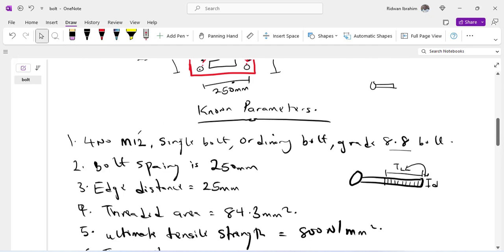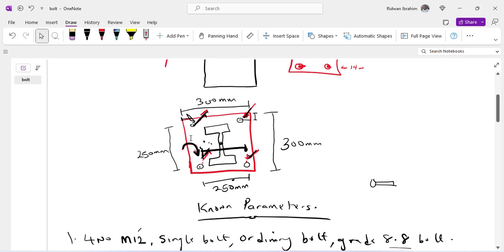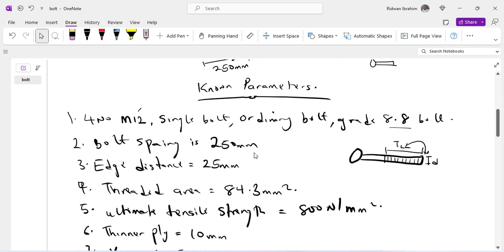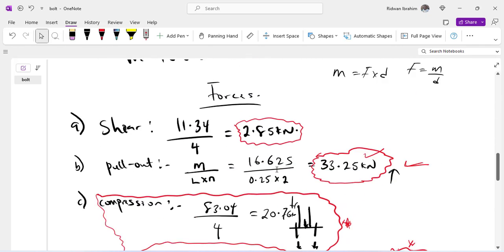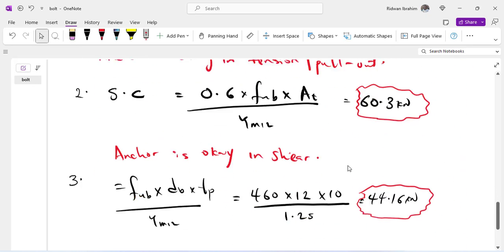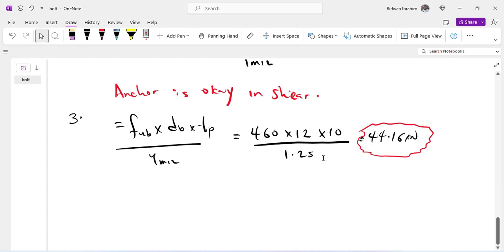If this is your bearing strength, you need to compare your bearing strength with the shear force. It is that same shear force that is capable of making the bolts shear. It's the same force that is capable of making the plate undergo bearing. So you have to compare that with your shear force. So your shear force is 2.85 and your bearing capacity is 44.16. So this anchor and plate is okay in bearing.